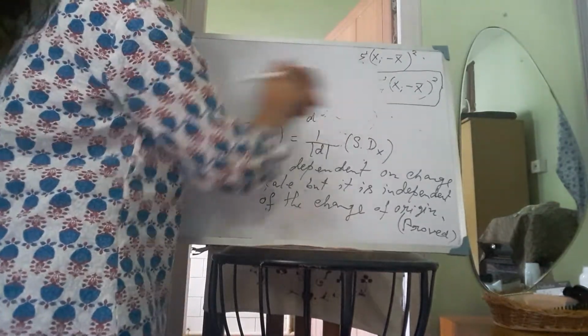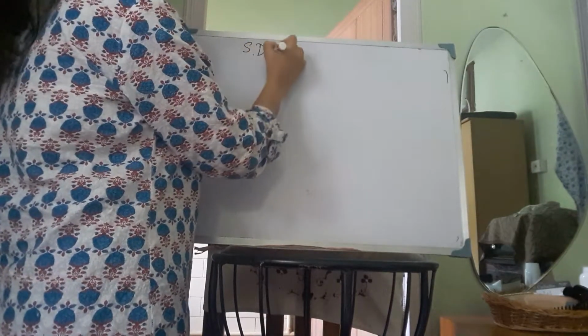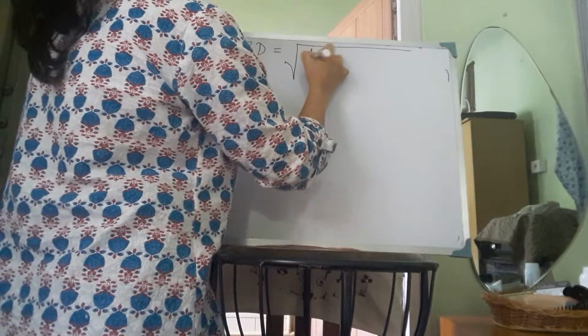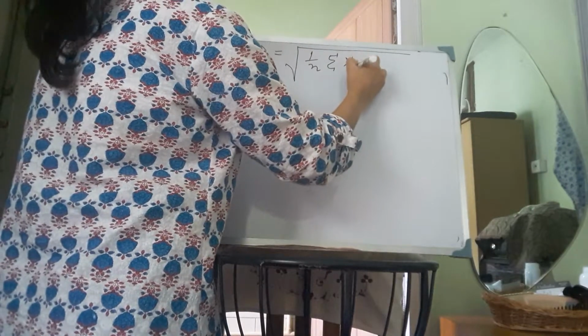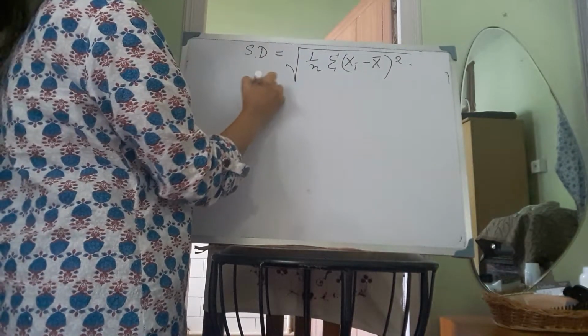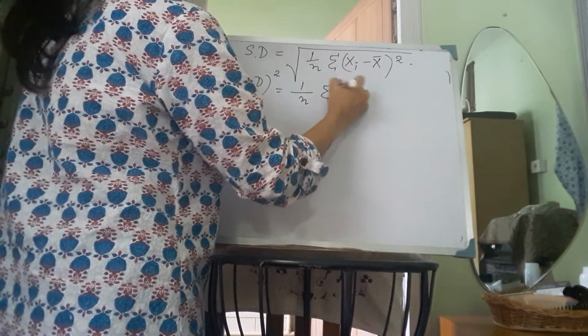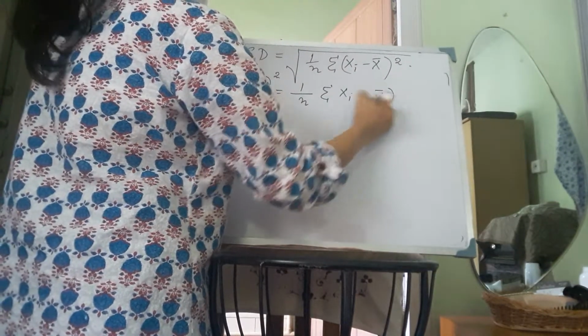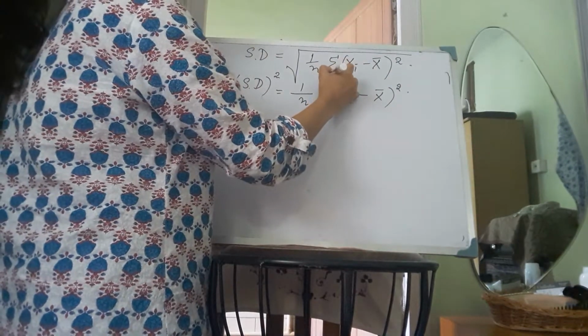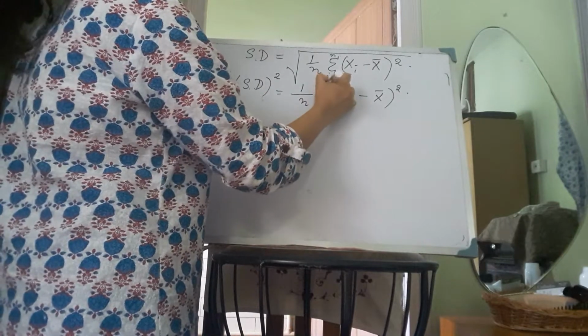Next we consider the alternative formula for standard deviation. So what is the formula for standard deviation? Standard deviation is under root of 1 by n summation of xi minus x bar whole square. And what is the square of the standard deviation? It is standard deviation square equals 1 by n summation of xi minus x bar whole square, and in each case the summation is over 1 to n.